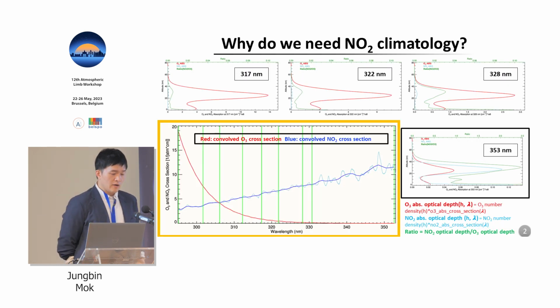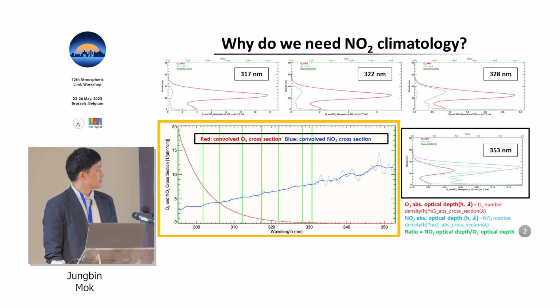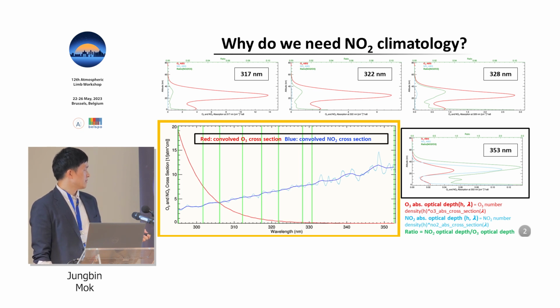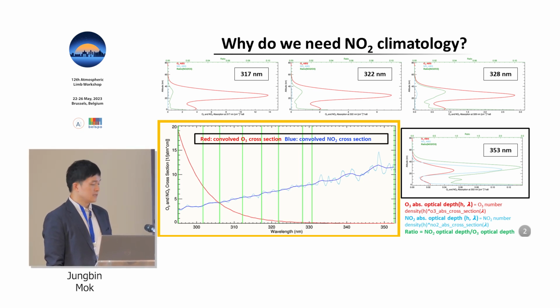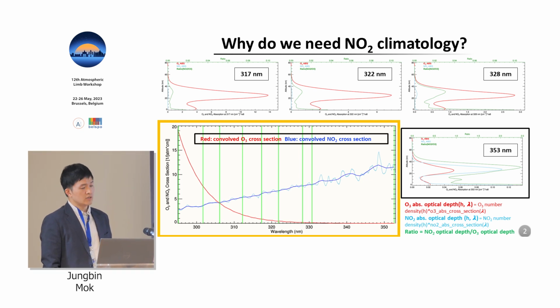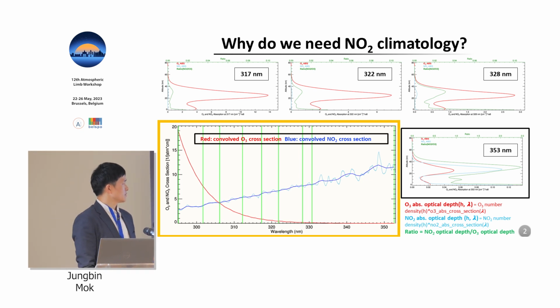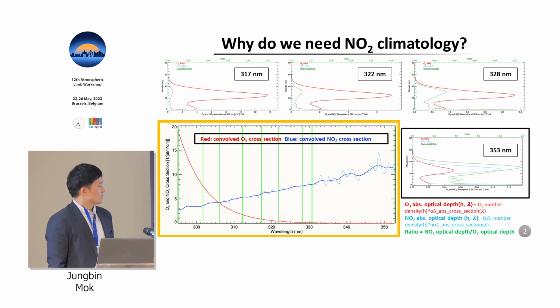At first, I want to show why we need NO2 climatology. This figure shows the ozone cross-section and the NO2 cross-section in red and blue respectively. As you can see, the NO2 cross-section becomes larger than the ozone cross-section at 306 nanometers. However, the NO2 concentration is much smaller than the ozone concentration, so it does not affect the radiance calculation much.